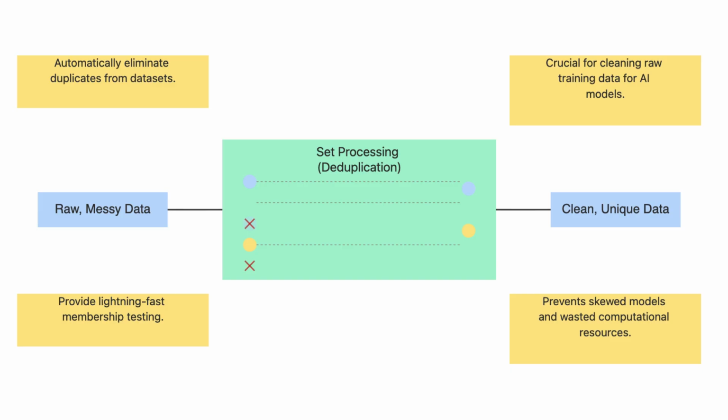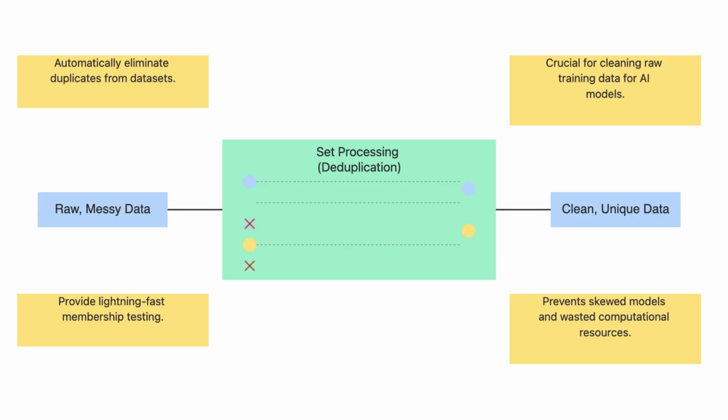This makes sets crucial for cleaning raw training data for AI models. Imagine training a language model with a dataset where the same sentence appears 1,000 times. Not only does this waste computational resources, but it can also lead to your model overfitting on that specific sentence, making it less robust and generalizable.